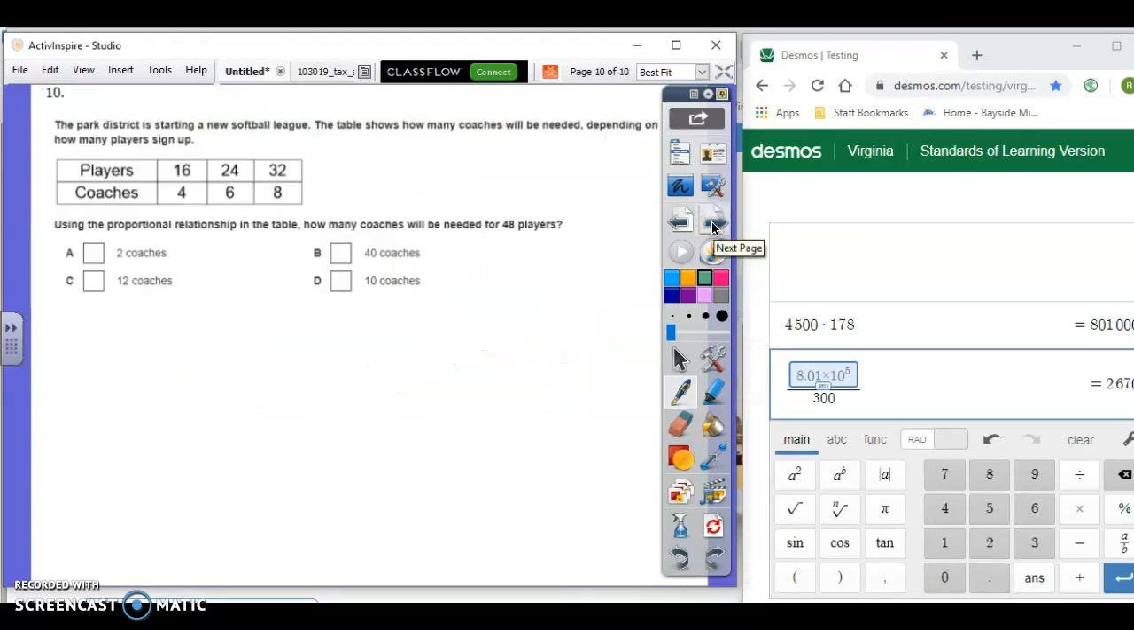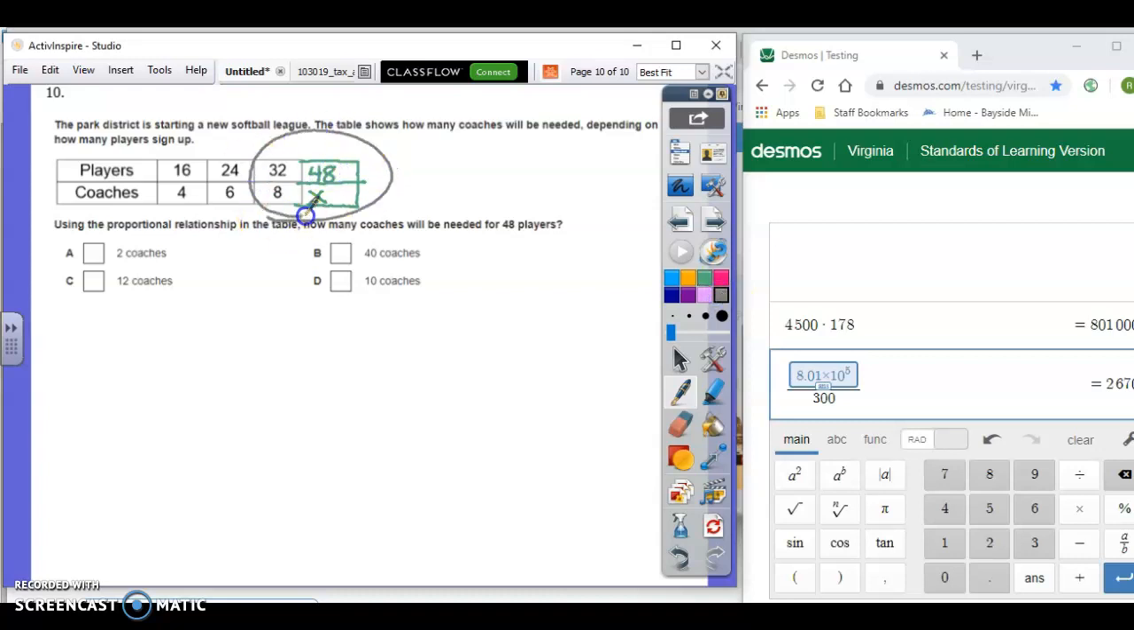Number 10, the Park District is starting a new softball league. The table shows how many coaches will be needed, depending on how many players sign up. And if you look at it, the players are 16, 24, 32. Coaches are 4, 6, and 8. It says using the proportional relationship in the table, how many coaches will be needed for 48 players. So I'm just going to add on another section here. I don't know the number of coaches, but I know that the players are 48.